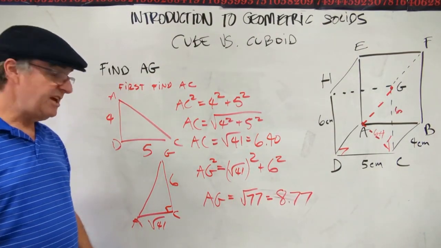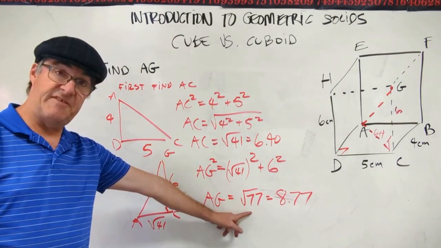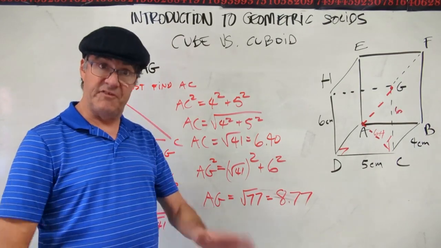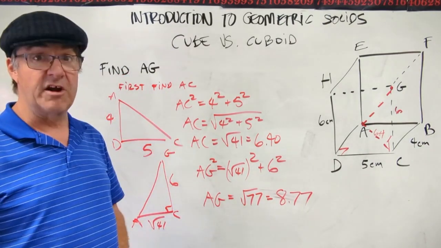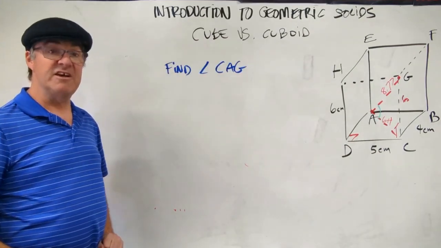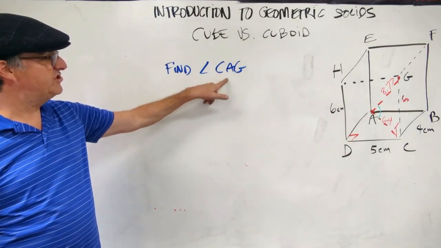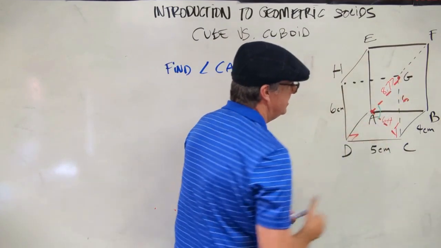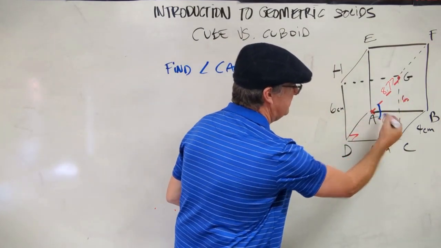So go ahead and pause the video and find AG. All right, let's see how you did. I got it equals root 77, which is approximately 8.77. So there you go. Let's figure out another thing that we can learn about our cuboid. All right, let's find an angle. Let's find angle CAG. So back to my diagram, angle CAG is going to be this one right there.